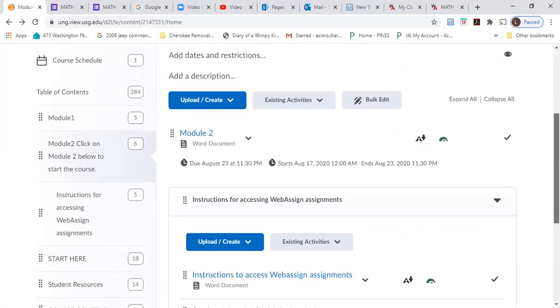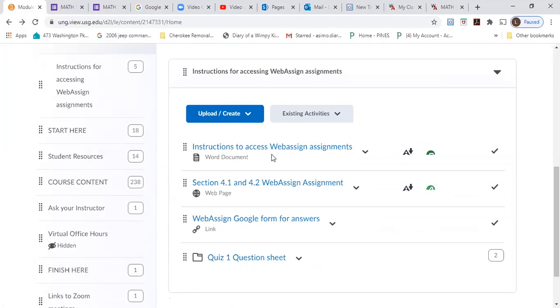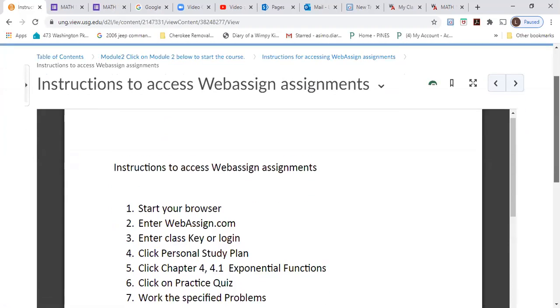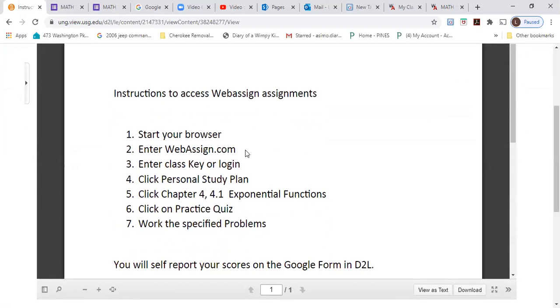So we will also be working on WebAssign problems. I put in a document to access WebAssign. All right, you go to a browser, webassign.com, and put in the class key that I have published. Everybody's personal study plan might be toward the middle or bottom of the screen. You'll find chapter 4, 4.1 exponential functions. There's a practice quiz on the same line over to the right.